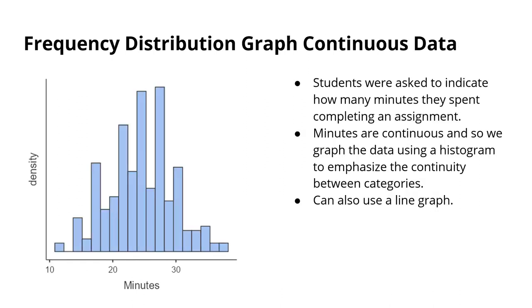So when you have discrete data, bar graphs are appropriate. When you have continuous data, it's better to use a histogram, which is just a bar graph with all of the bars squished close together. They're touching each other to indicate the continuity between different categories. So in this particular case, students were asked how many minutes they spent completing an assignment. And so we use continuous data because fractions of minutes make sense. And so we chose a histogram here. You could have also chosen a line graph to represent these data as well.